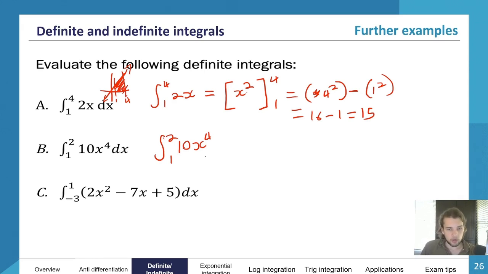So now we're going to look at a much larger line. So this line might look something like this. And now we're going to find the area between 1 and 2.